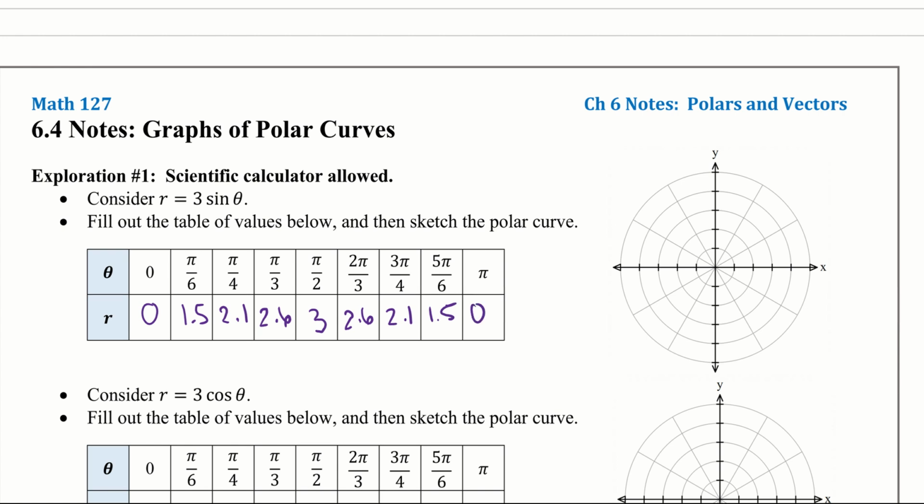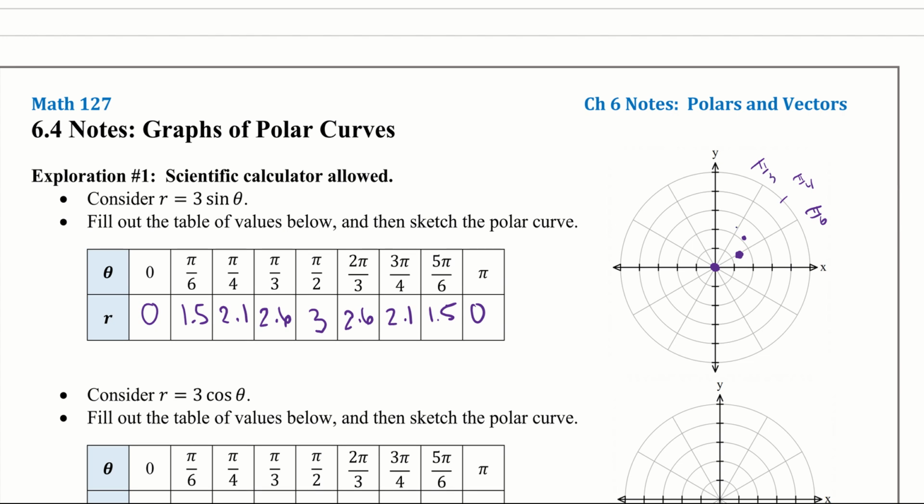All right, well, let's plot these. If I go 0 units out in the direction of 0, I'm actually at the origin. If I move out 1.5 units in the direction of pi over 6, here's where pi over 6 is, 1.5 units would be here. Then if I move out 2.1 units in the direction of pi over 4, that's right here. If I move out just a little bit more than 2.1, I'm going to estimate where that is. Then if I move out 2.6 units in the direction of pi over 3, here's pi over 3.